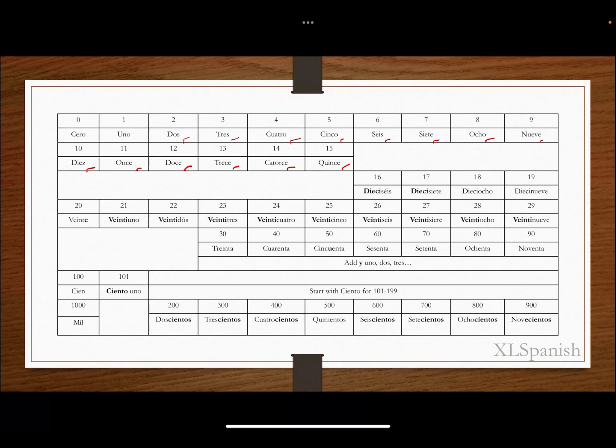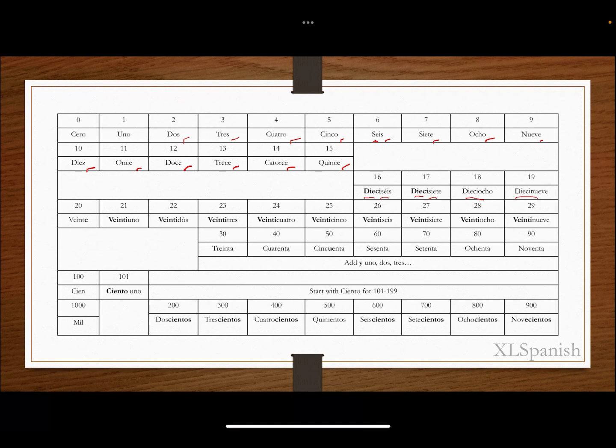After 15, you start to hear some familiar terms within the numbers. So 16 is dieciséis. You may remember seis, 6: diecis, seis. 17, diecisiete. 18, dieciocho. 19, diecinueve.